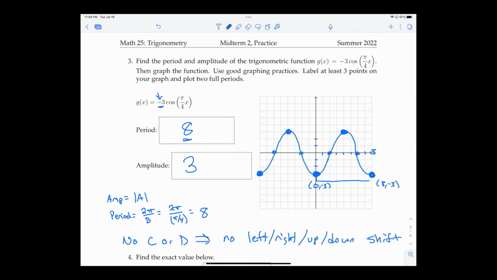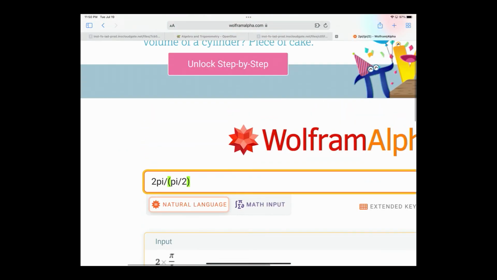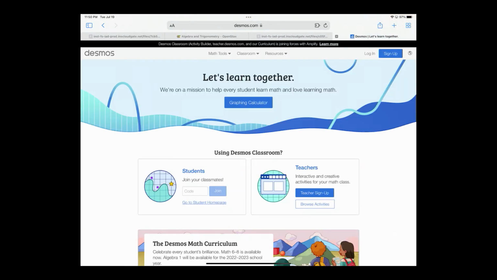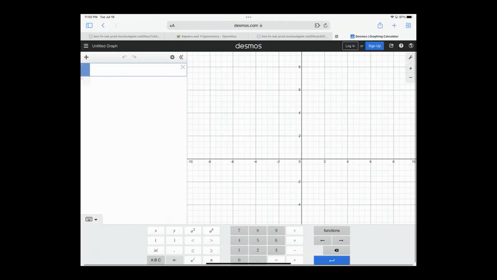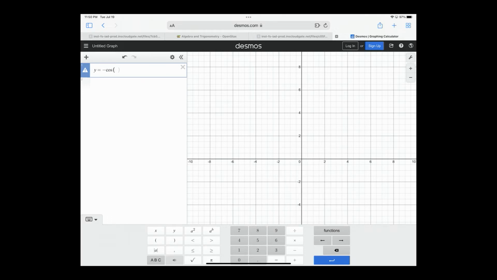Now we can easily check our answer because we can do this on Wolfram Alpha. I wouldn't use Wolfram Alpha, I would use Desmos to check this, but -3 cosine pi over 4x. So maybe we'll go to desmos.com, graphing calculator, and we have y equals negative 3 cosine, it was pi over 4 x, and that's it.